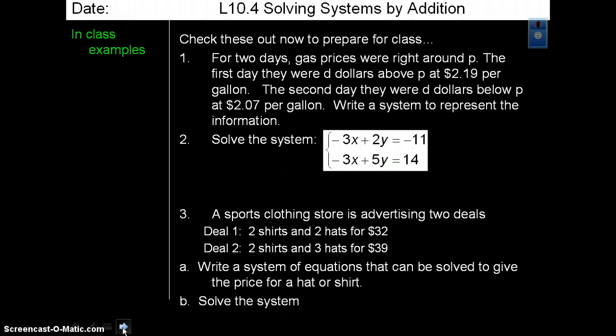These are the 3 examples that we'll be taking a look at in class. You should be looking them over now to prepare yourself with questions and things that you want to talk about during class.